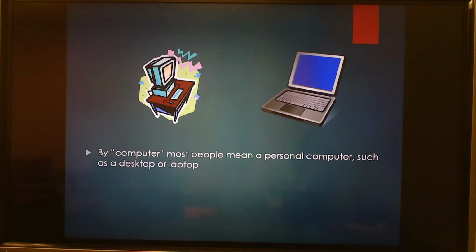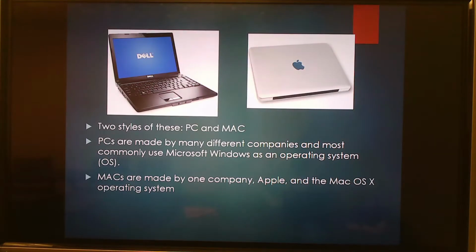By computer, most people mean a personal computer such as a desktop or a laptop. But, and before I say but, there's two styles of these. You got a PC and a Mac. And PCs are made by many different companies, and most commonly use Microsoft Windows as an operating system, or OS. That's what OS stands for, operating system. And then Macs are made by one company, Apple, and the Mac OS X operating system. It's got its own thing.